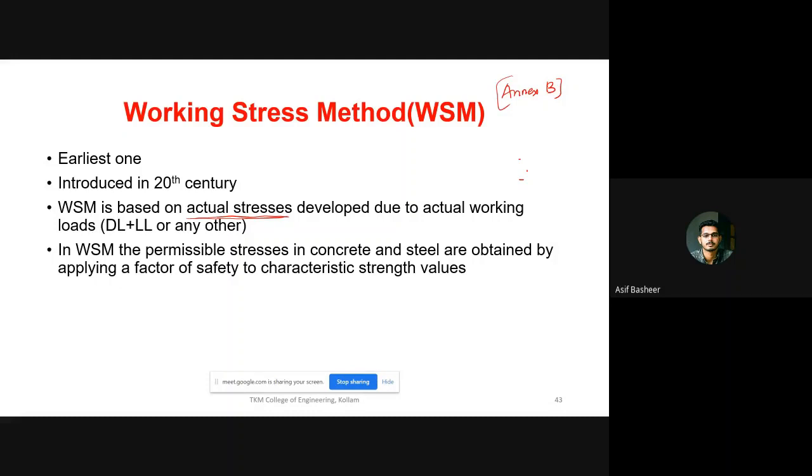I will apply a factor of safety, and as a result, the strength of the material will be reduced. That is, Suresh has actually got a capability of taking 50 kilograms, but for design purposes, I will say that he can take only, say, 50 kilograms. For the same thing, we will allot for the material also.